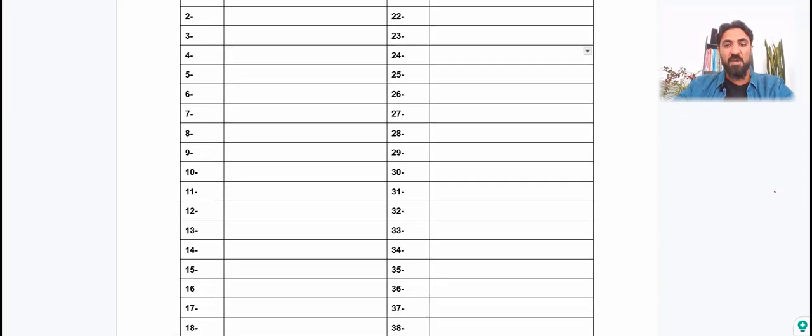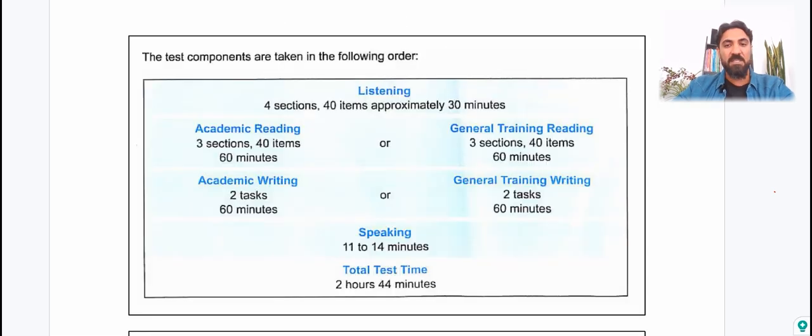You will have to write the answers in the answer sheet, and you will have 10 minutes to transfer your answers after you finish the listening. So it would be 40 minutes overall. Now the speaking has 3 sections, which takes about 11 to 14 minutes. And overall, the whole exam, 30 minutes, 60 minutes, 60 minutes, 11 to 15 minutes would be 2 hours and 4 minutes in total.